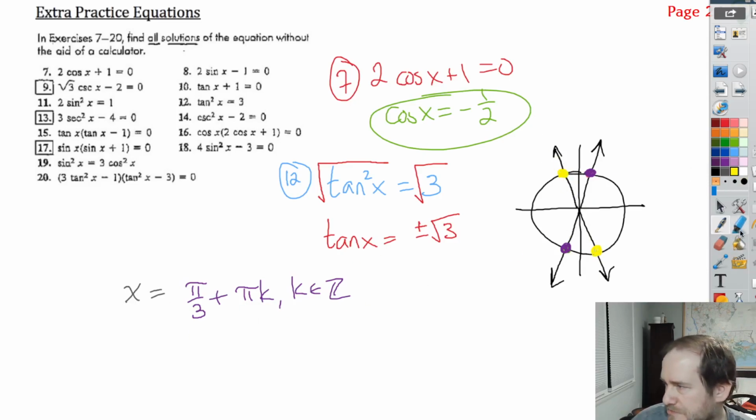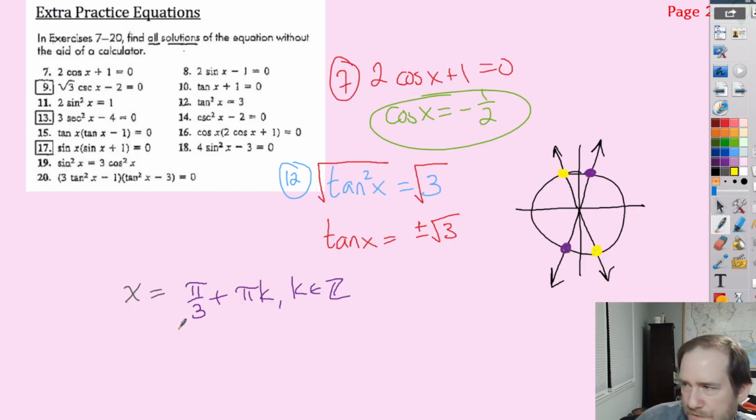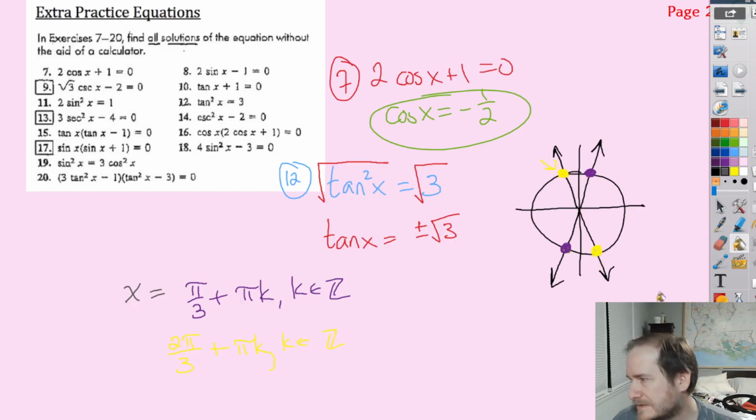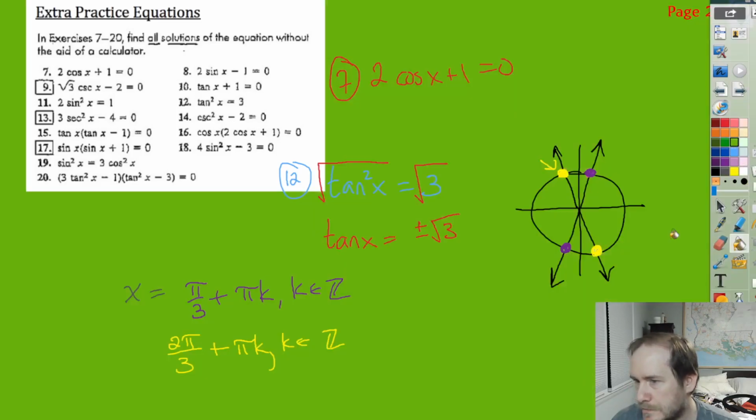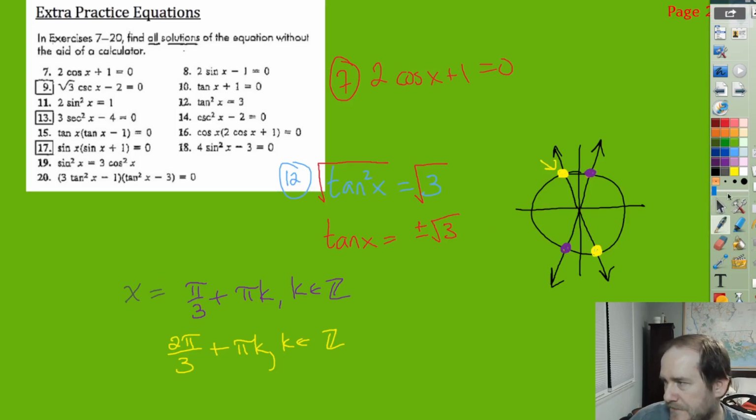Now yellow's not going to show up unless I make the background lavender. Then maybe we'll see yellow. But it would be what now? Well, this position is 2 pi over 3. I don't know why I'm so bad at this. Oh, that does not show up at all. But it would be 2 pi over 3 plus pi k, where k is an element of the set of integers. So there's a second problem. That's too dark. Anyway, that's your infinite set.